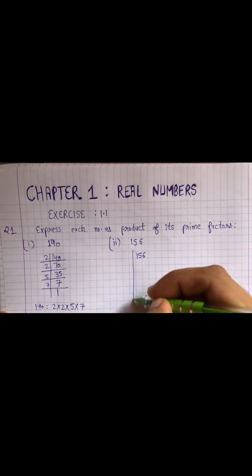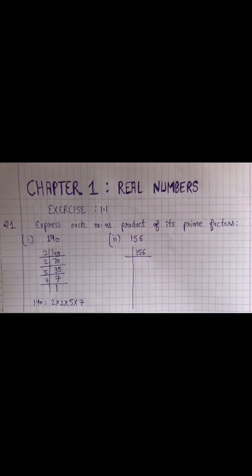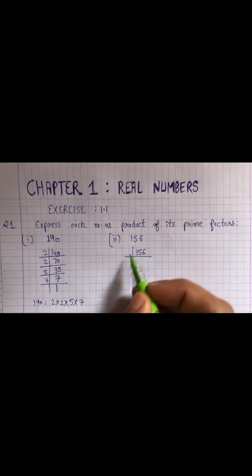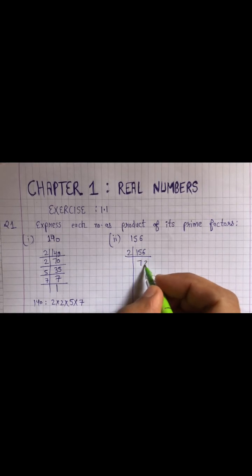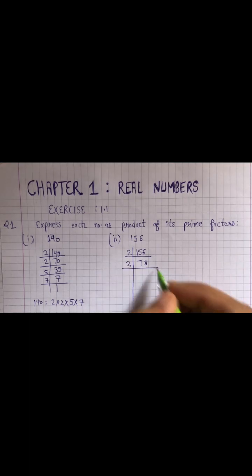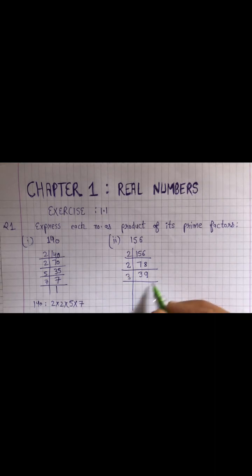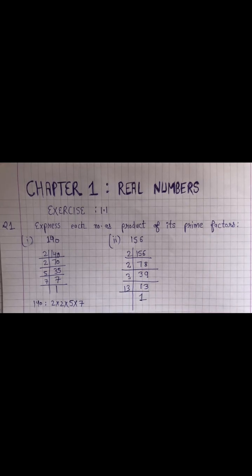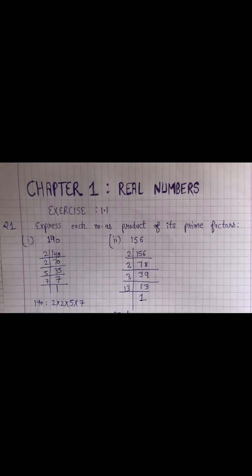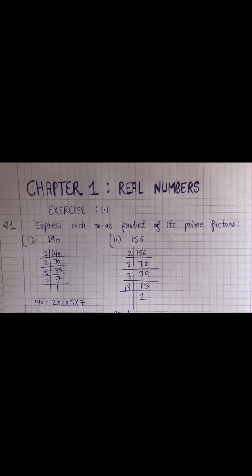Our second part of this question, 156. Proceeding again by using prime factorization method. Dividing 156 by 2, you will get 78. Again dividing by 2, you will get 39. Then by 3, you will get 13. At last dividing by 13, you will get 1. So the prime factors of 156 are 2 into 2 into 3 into 13. It can also be written as 2 to the power 2, 3 into 13.